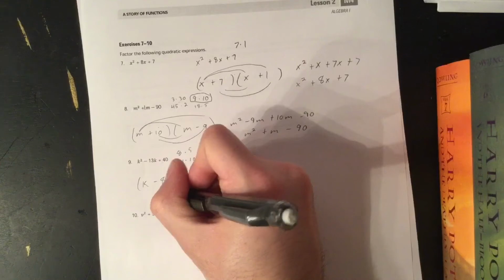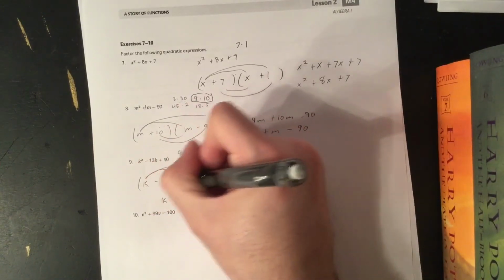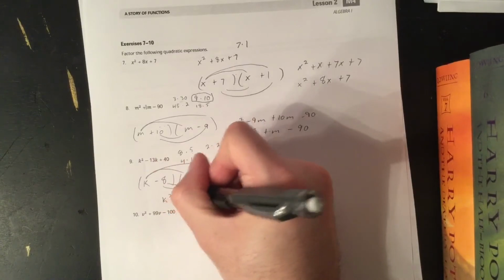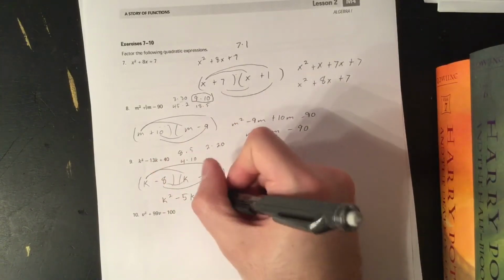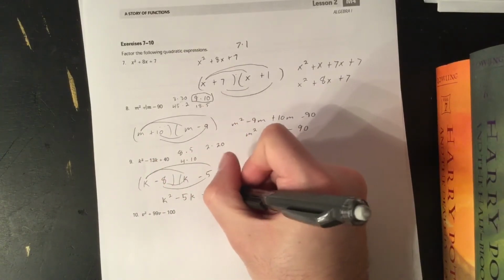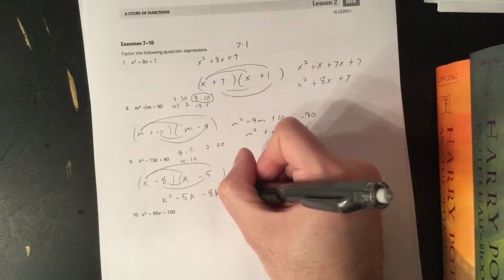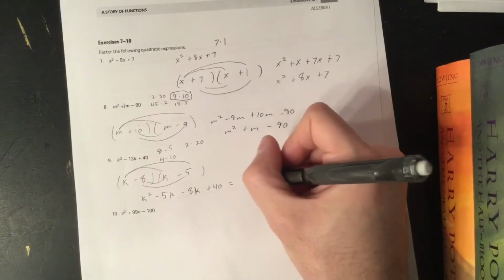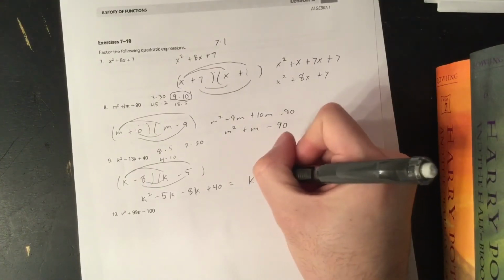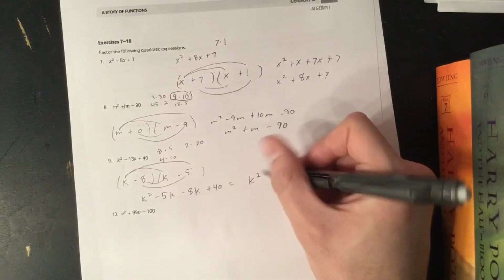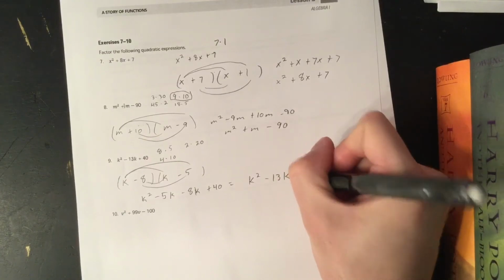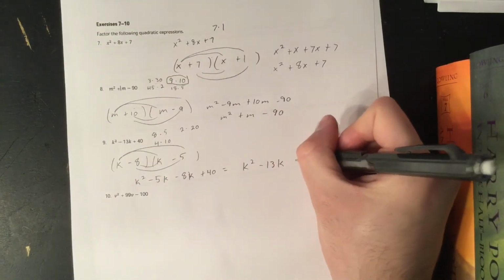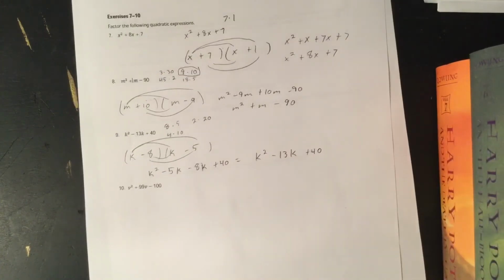So then we'll get k squared. If we do first, outside, inside, last: k squared minus 5k, negative 8 times k, minus 8k, and then it'll be plus 40. So that'll end up equaling k squared. Combine those two, you get negative 13k because we added them together, and then plus 40. So we're back to our original.